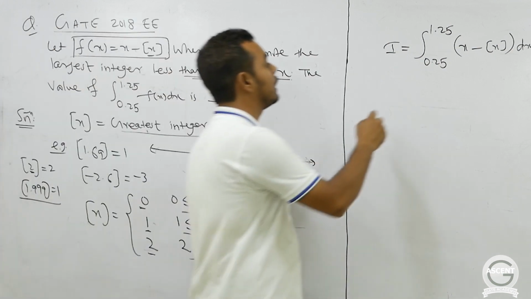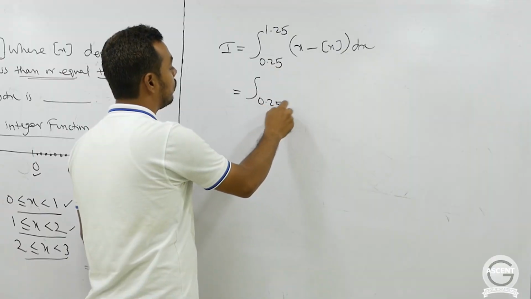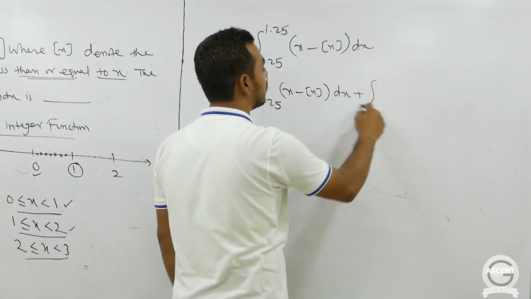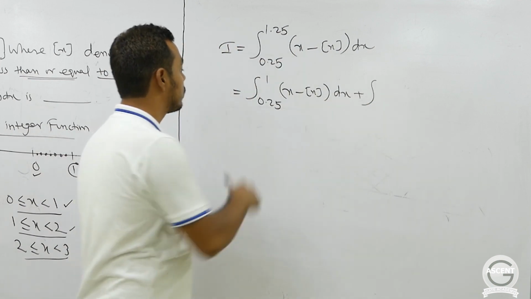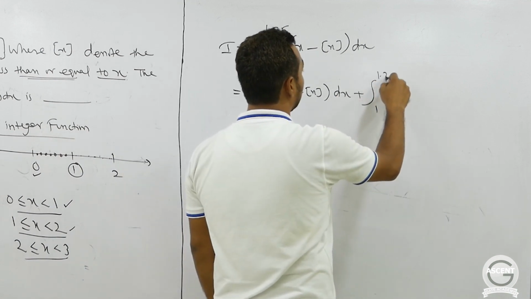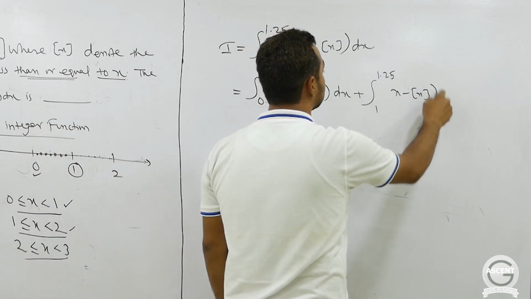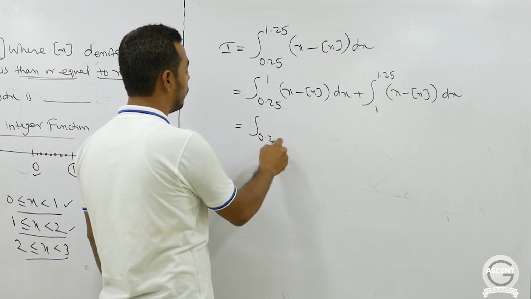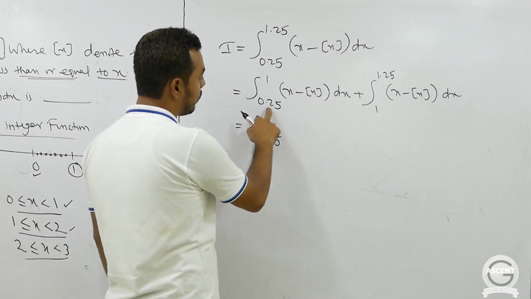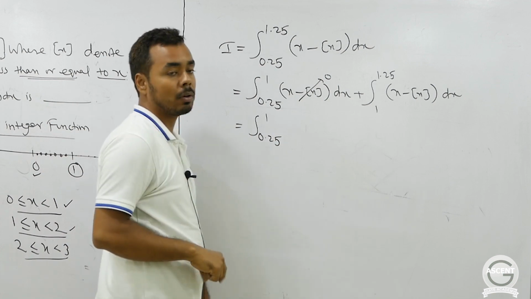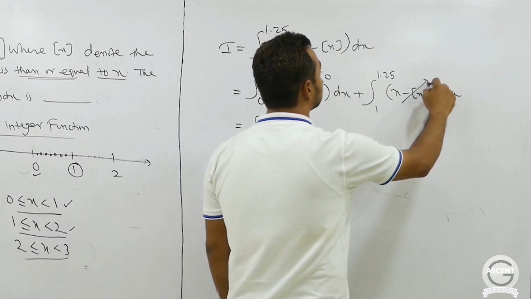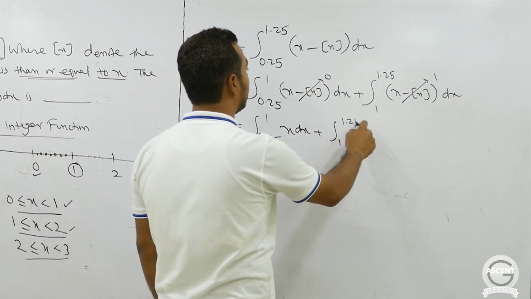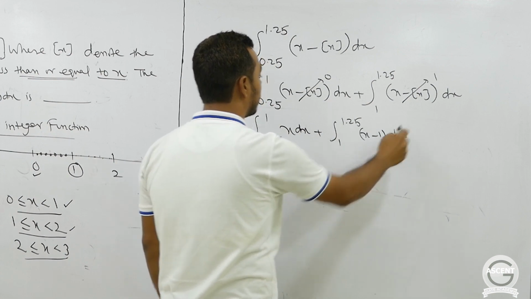So we can write this integral as the integration from 0.25 to 1, we have to break this integral at integers. There is only one integer between these two. So 0.25 to 1 and then 1 to 1.25 of x minus greatest integer of x. Right? So now when x is from 0.25 to 1, the greatest integer of x will be 0. And when x is from 1 to 1.25, this will be 1. So now you will get the integral of x dx from 0.25 to 1 plus the integral from 1 to 1.25 of x minus 1 dx.